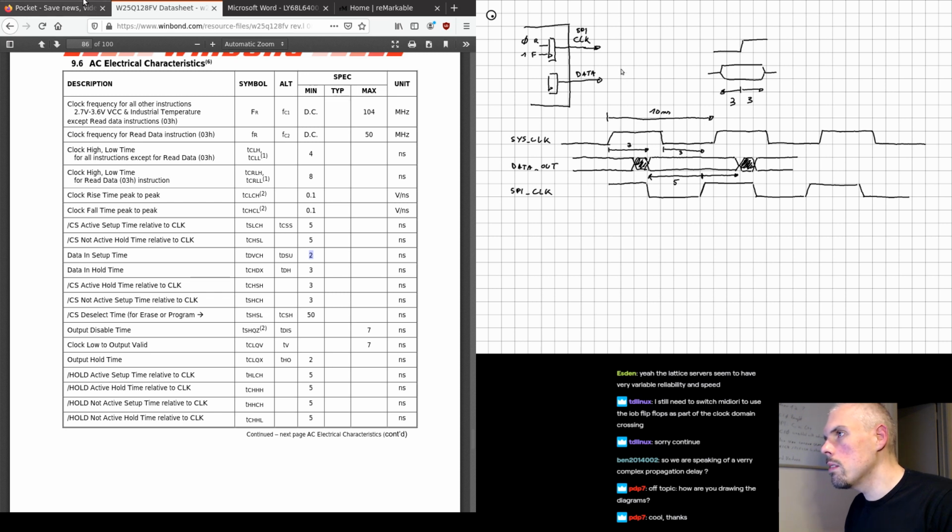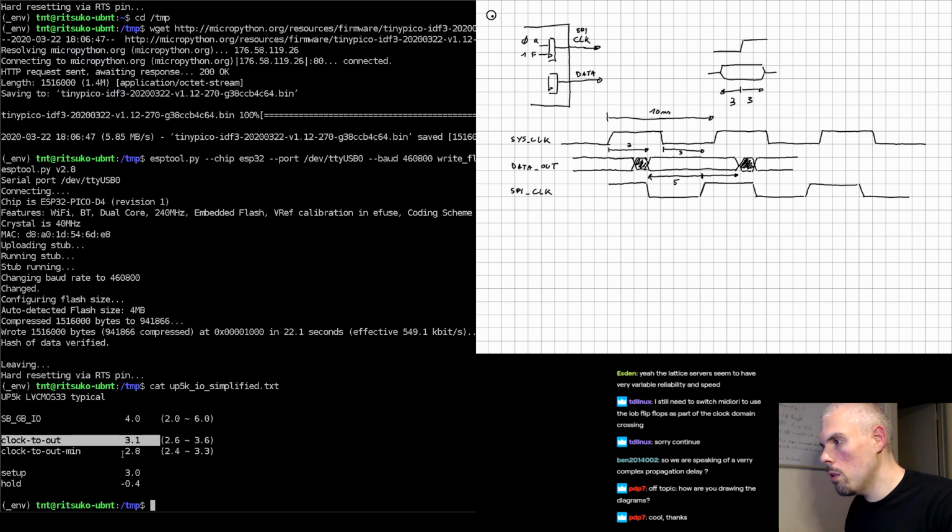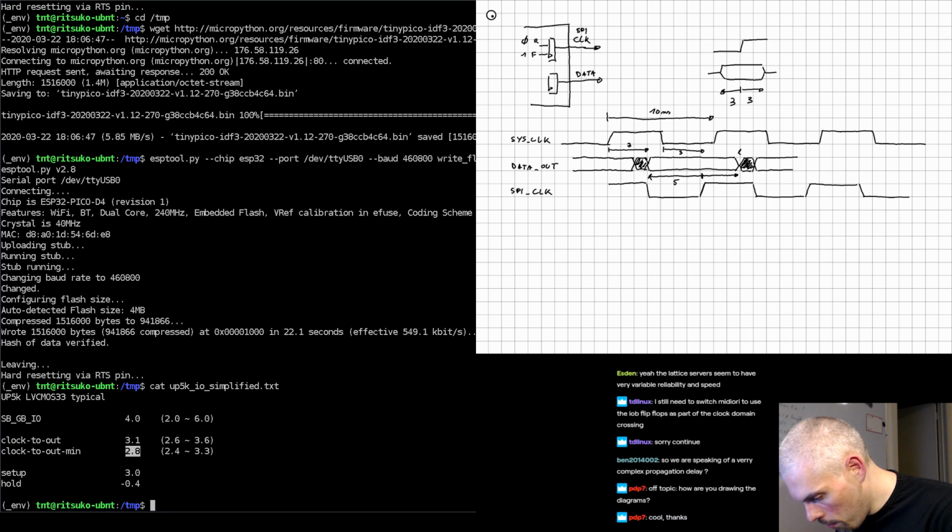If we go back and look at our timing data, the clock to out min is 2.8 nanoseconds. So our small invalid window is the difference between the clock to out min and the clock to out, and it's only 300 picoseconds, 0.3. Which means here we actually have a hold time of 4.7 nanoseconds. We needed 3 and 3, we have 5 and 4.7, so we're easily meeting the input timing requirement of our flash, and we can be sure that the flash is going to be able to read our command 100% of the time, all the time.